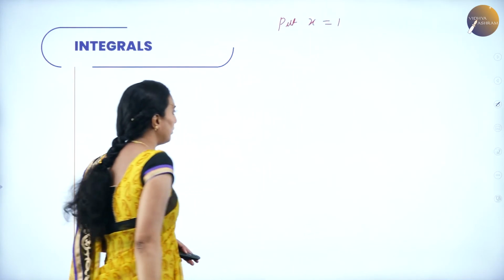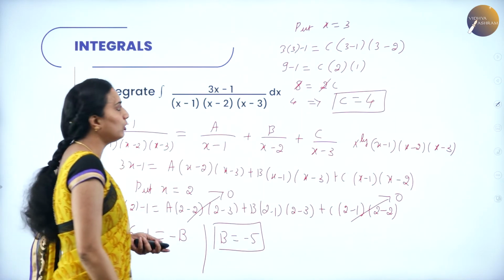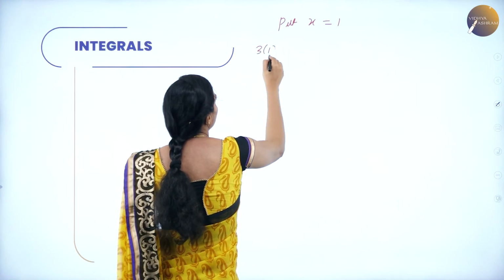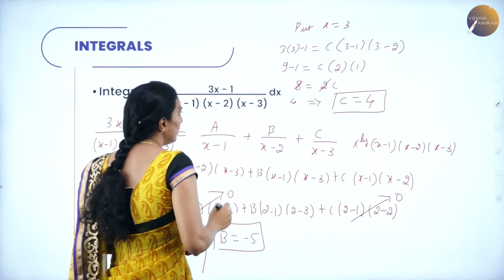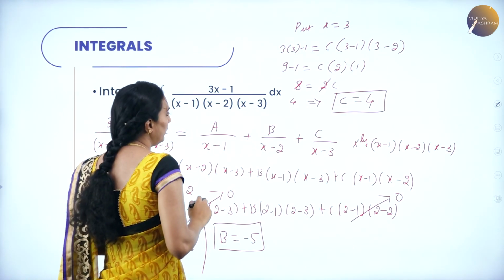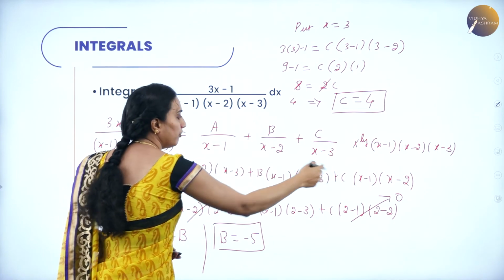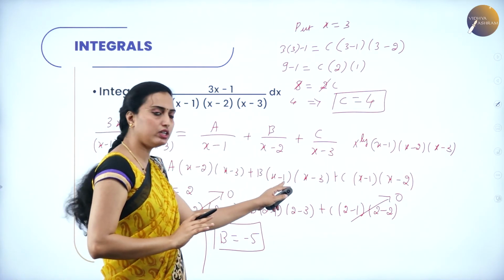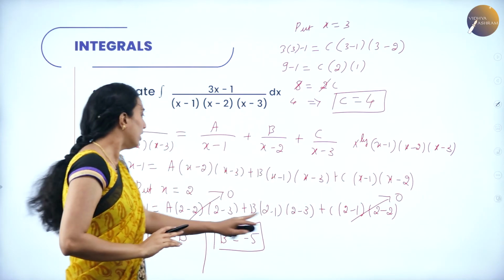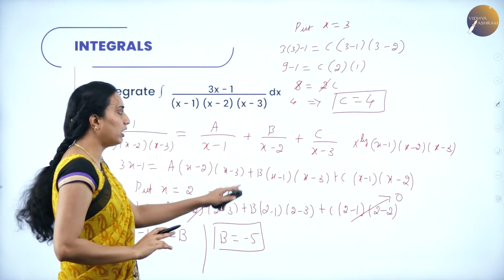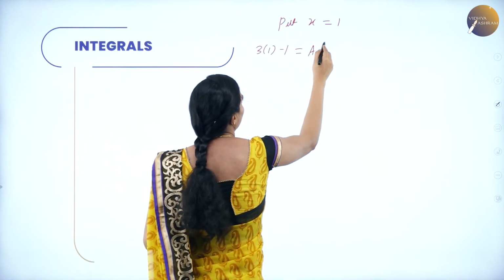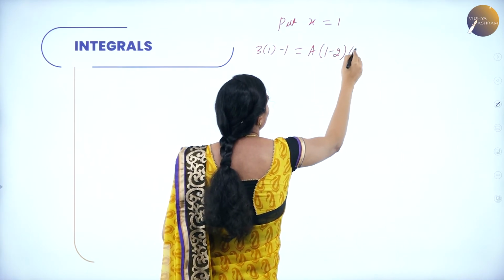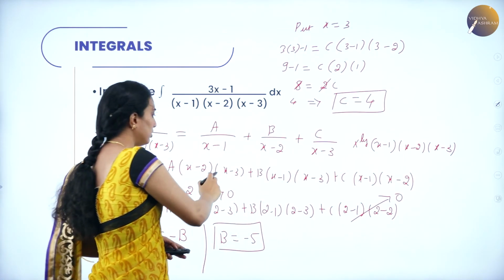If you put x is equal to 1, on the left hand side, 3 into 1 minus 1 is equal to, on the right hand side you are going to get a. B and c will get cancelled because 1 minus 1 is 0. Now you have 1 minus 2 into 1 minus 3. So let me write that, a into 1 minus 2 into 1 minus 3. I hope you understood this one.